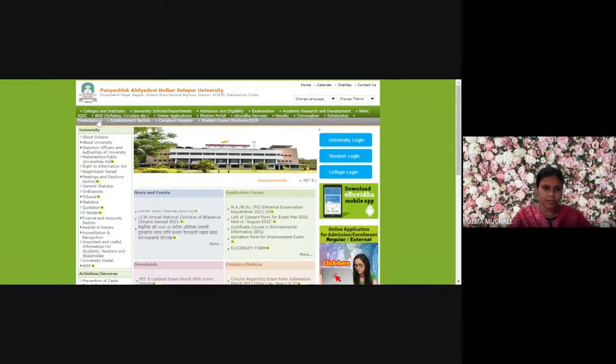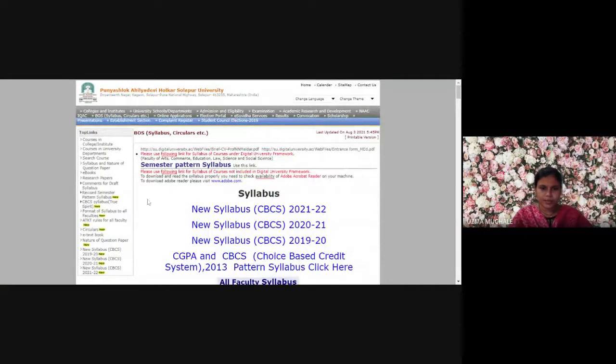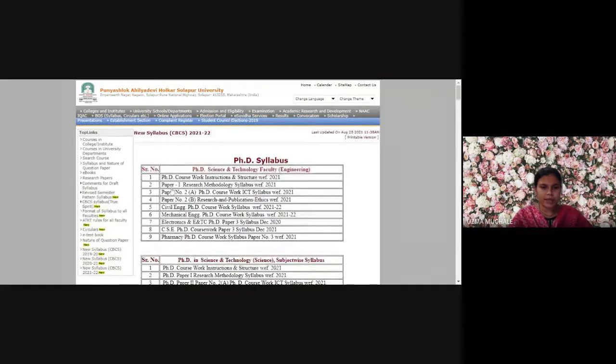And in the top, you can see this BOS syllabus circular. So you can select on the syllabus, and then you can go for the syllabus you have for the second year. Okay, so here you can see the new syllabus 2021, CBCS, new syllabus 2019-20, like this. So first let us check where is our syllabus. Is the screen visible to everyone? Yes, ma'am.